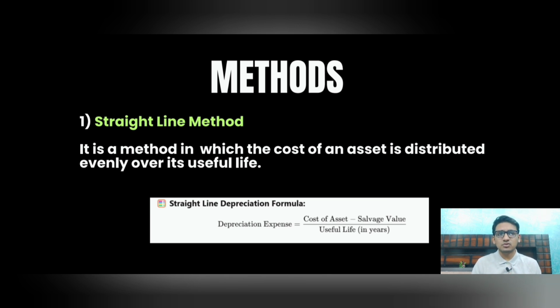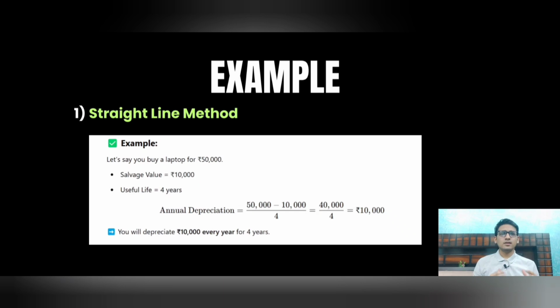So the formula for the straight line method is cost of the asset minus salvage value, divided by useful life. Now let's look at an example of the straight line method. Let's say you buy a laptop for 50,000 rupees, the salvage value is 10,000 rupees and the useful life is 4 years. After applying the straight line formula, we get an amount of 10,000. So 10,000 is the amount which will be distributed evenly over a period of 4 years.